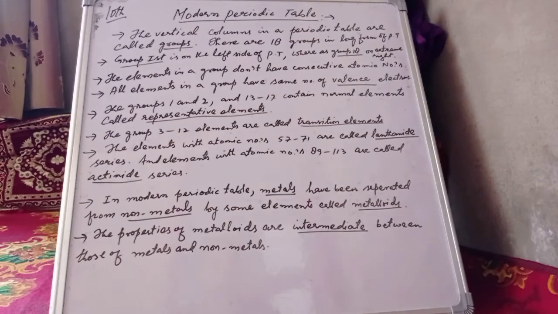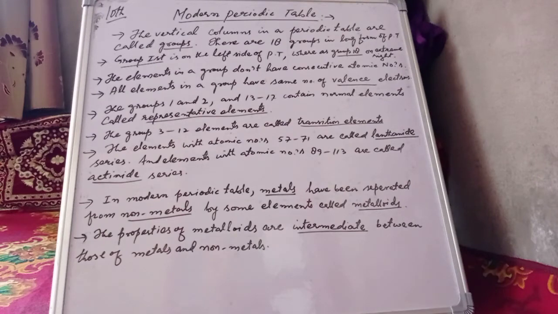Here in today's lecture, I am going to discuss more about the modern periodic table. As in the previous lecture, we have started this very topic, the modern periodic table. In the previous lecture, I discussed that the modern periodic law is based on the atomic numbers of the elements. According to the modern periodic law, the properties of elements are periodic functions of their atomic numbers. I have already discussed this law in the previous lecture.